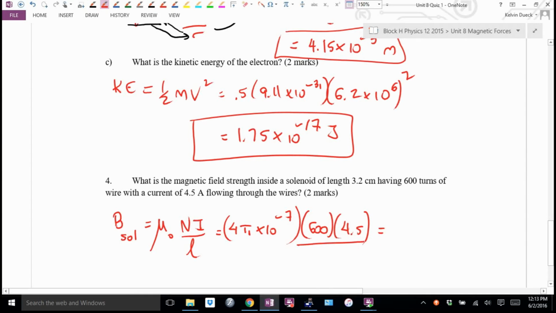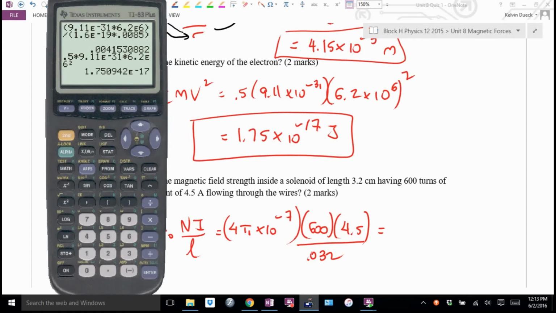All over L, 0.032. I can type 4 pi times 10 to the negative 7. Some of you might have to go pi times 4 times 10 to the negative 7. You get 9.9 times 10 to the negative 3, 0.0099. I can't go 989 because that's going to get rounded up.